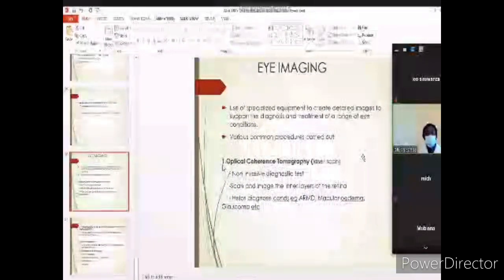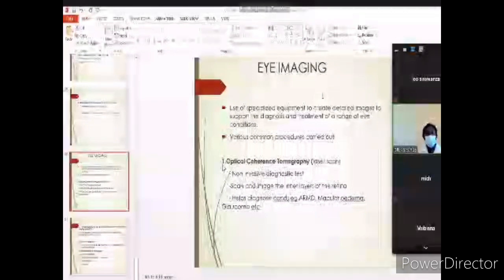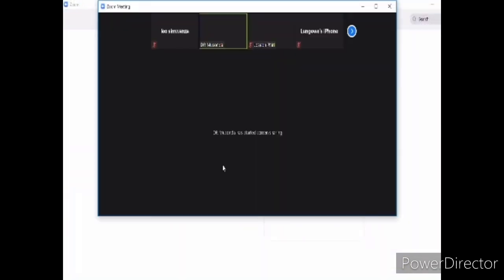So the common ones that we do are what we call OCT. This usually just scans and makes images of the layers of the retina. And we use it mainly in age-related macular degeneration, macular edema in diabetic retinopathy, or even in glaucoma. Then the next thing is what we call FFA, or fluorescein angiography, and indocyanine green angiography. Okay, great.